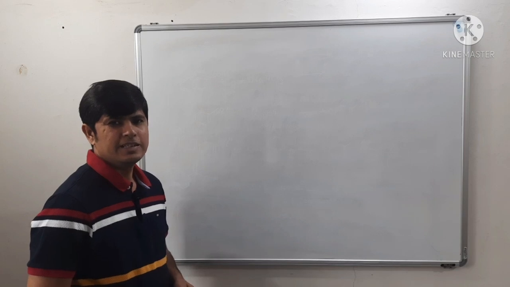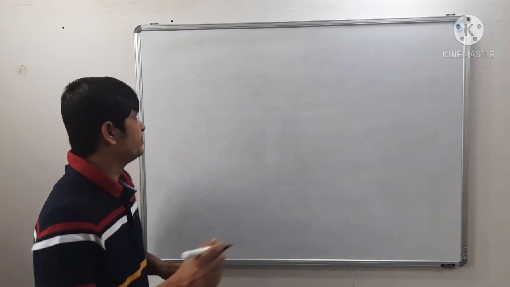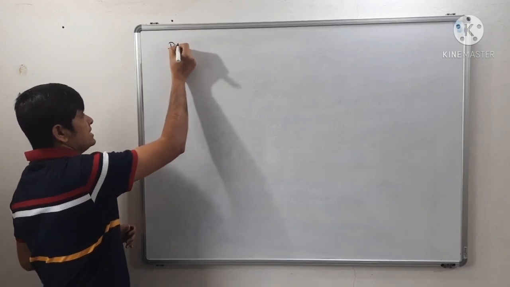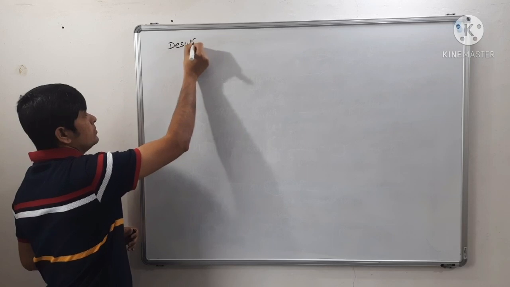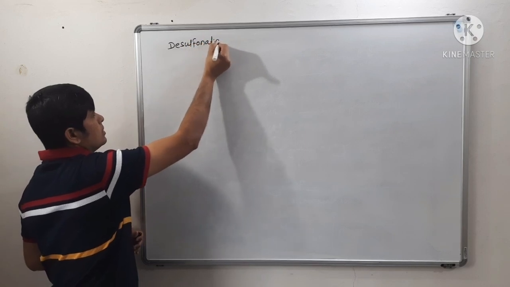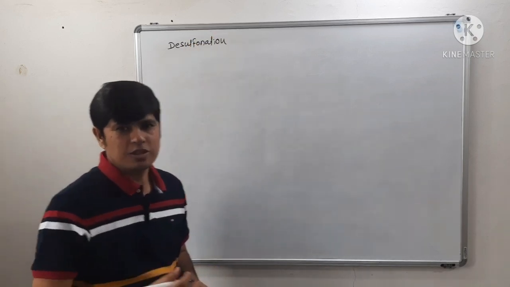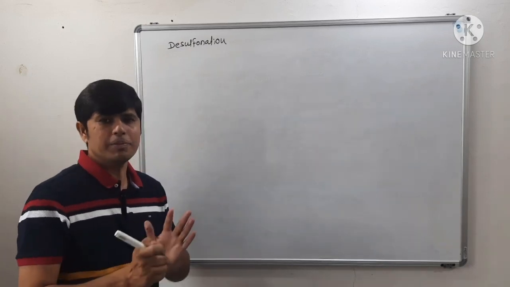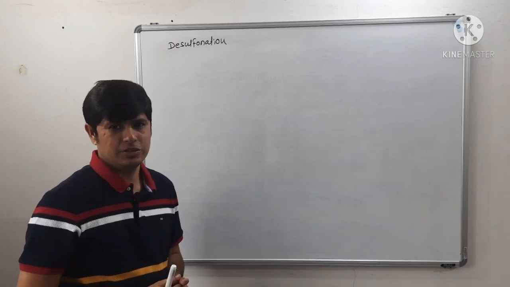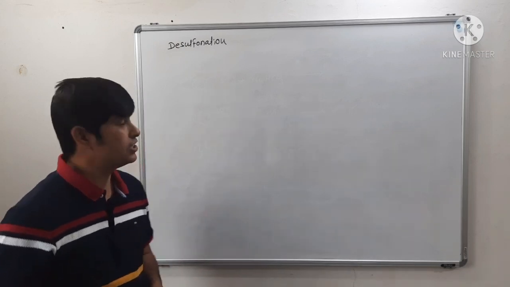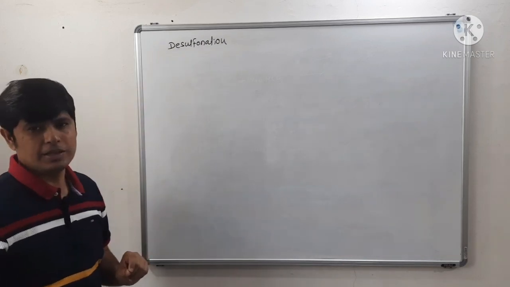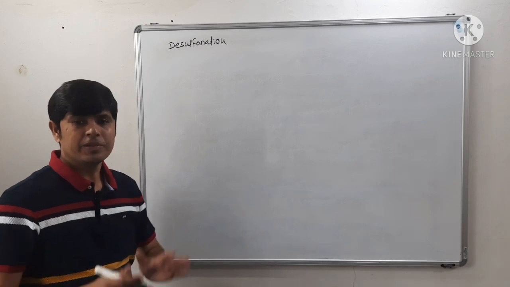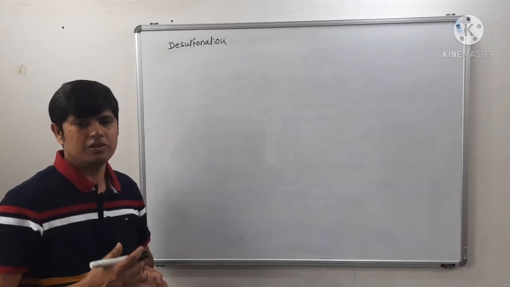Hello dear student. In this lecture we are going to see topics from sulfonic acid: desulphonation, then ipso substitution of benzene sulfonic acid, and then preparation of sulfonate ester. So these three topics we have to see in this lecture. First desulphonation, then ipso substitution of benzene sulfonic acid, and then sulfonate ester formation.